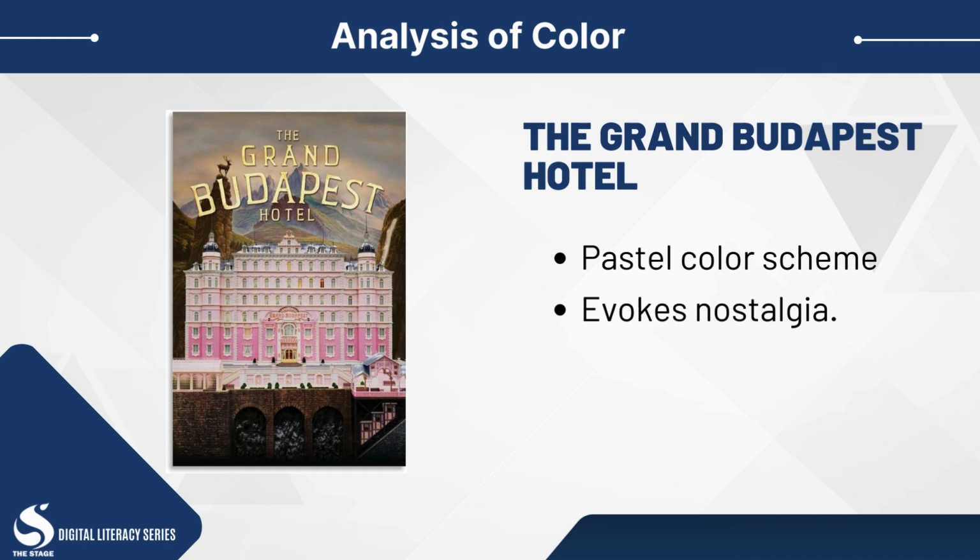So here we have the Grand Budapest Hotel. Now, this is more of a pastel color scheme. We have a pink and we have some green. We have a little bit of yellow. But automatically, when you see that pink in there, that pastel color scheme, pastels a lot of times evoke a sense of nostalgia and whimsy. And essentially, that goes along with the theme of the movie. So they considered that when designing this film poster.